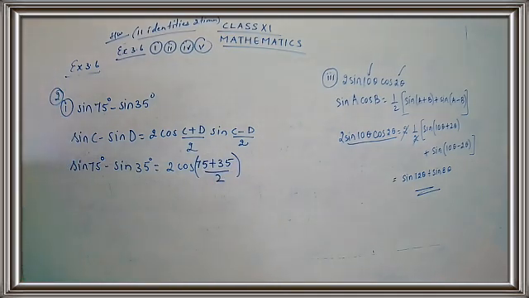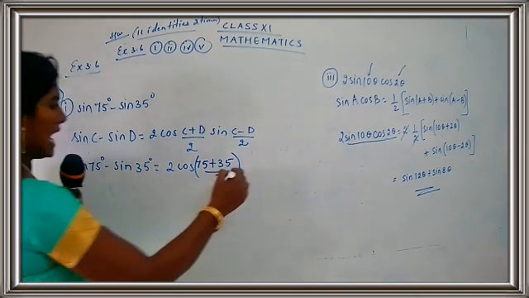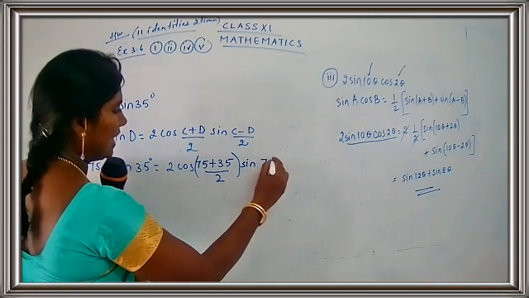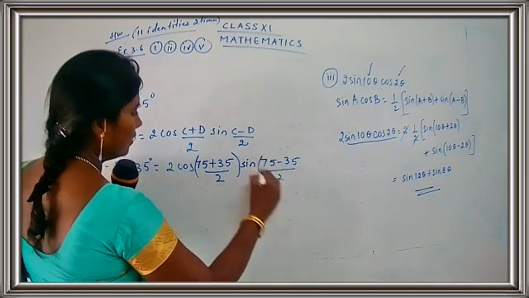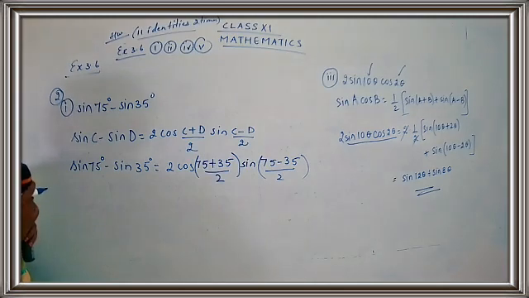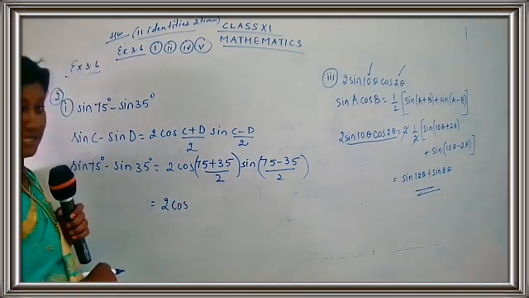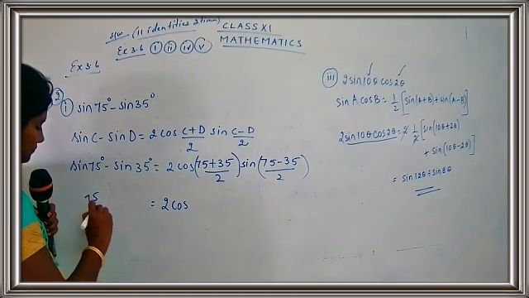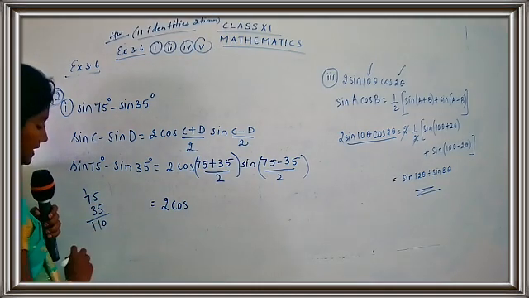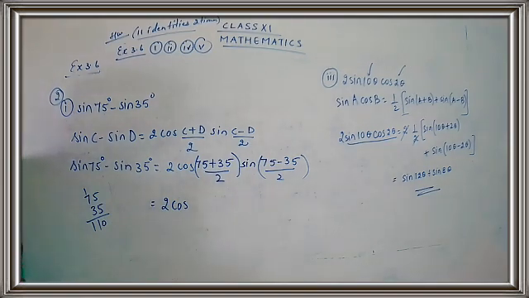So I get 2 cos (75 plus 35)/2. Sine of C minus D, that's (75 minus 35)/2. So we have substituted the value for C and D as 75 and 35. Coming to the next step, you get your 2 cos of (75 plus 35), that is 110. If you are able to do the step directly, you can just do it directly. You can just divide by 2 also. So 110 divided by 2, you get 55.